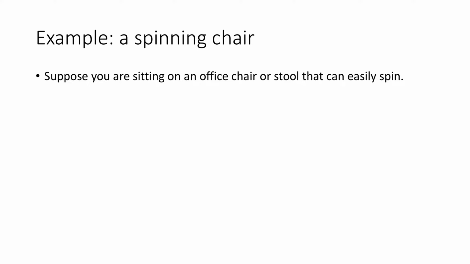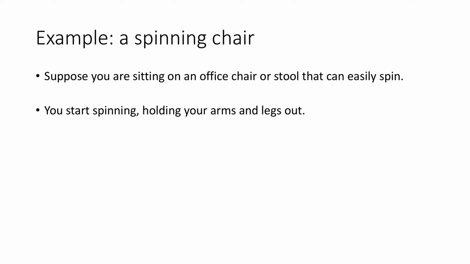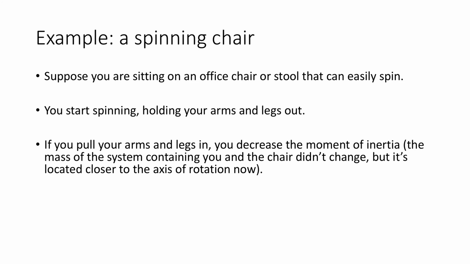Let's look at a couple of examples of how we could use conservation of angular momentum to see how angular velocity could change. First of all, suppose you are sitting on an office chair or stool or something that can easily spin. Suppose you start spinning while holding both your arms and your legs out from your body. If you then pull your arms and legs in, you decrease the moment of inertia of the system. The mass of the system of you in the chair doesn't change, but it's located closer to the axis of rotation now. Since moment of inertia is the sum of mass times radius squared, decreasing the radius, pulling your arms closer into your body, decreases the moment of inertia.